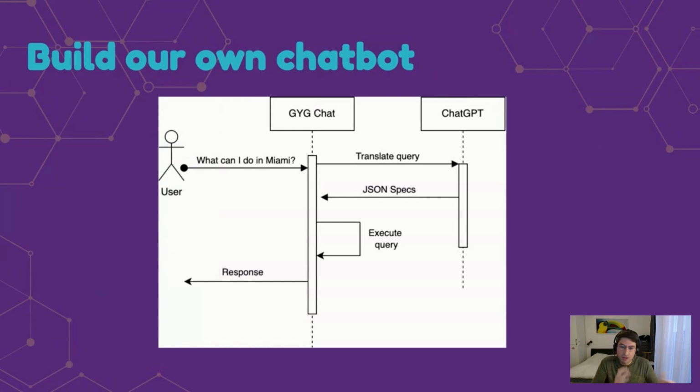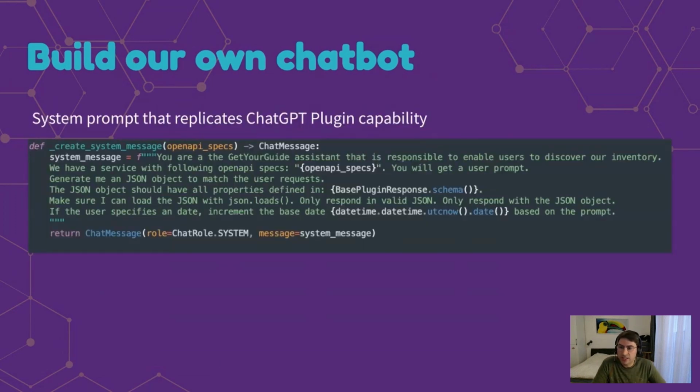And it turns out that it works, and you end up with a very simple architecture. You receive a prompt, for example, "What can I do in Miami?", to our GetYourGuide chat. We send that to ChatGPT to translate that query into the same API specifications that we would receive from the ChatGPT plugin infrastructure. Then we execute that query to retrieve, in that case, our experiences, and then send that response back to the user. And that's essentially the magic behind it.